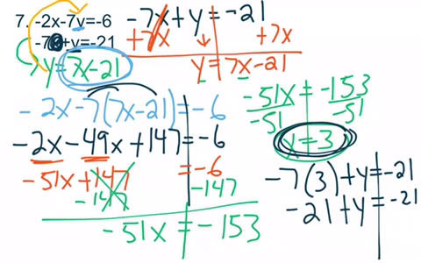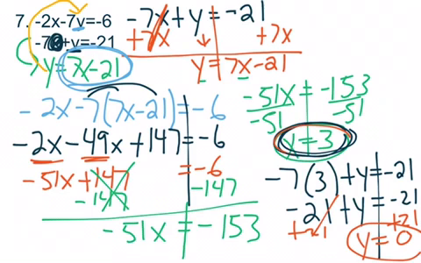The opposite of a negative 21 would be a positive 21. Positive 21. Of course, negative 21 plus 21 would be 0, so I just drop my y. Negative 21 plus 21 again would just be a 0. So I found my x value here of 3, and my y value here is 0. So the answer for this one is (3, 0).